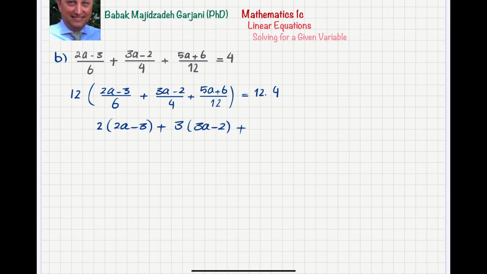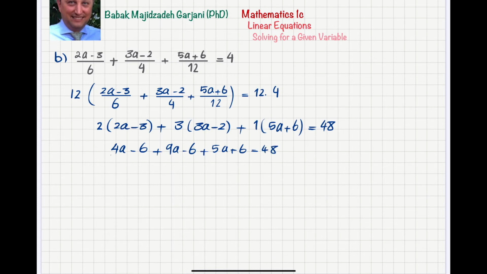And finally, this one becomes 1. I have to multiply 1. Of course, you don't need to write it down, but let me write it here. 12 times 4 is 48. And then I expand that. So it becomes 4a minus 6 plus 9a minus 6 plus 5a plus 6 is equal to 48.